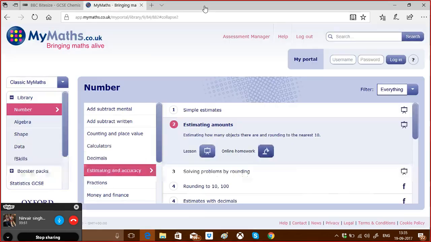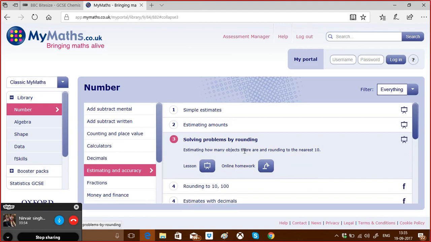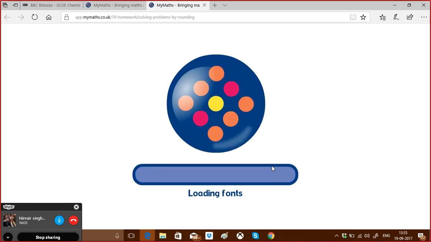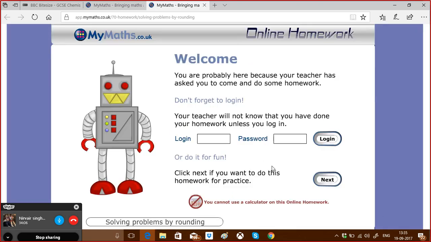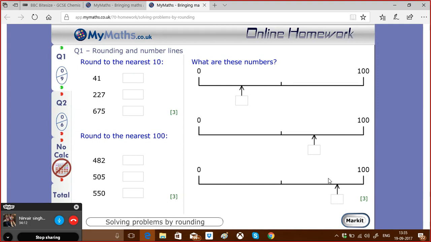Now let's try the other one. Solving problems by rounding off. Okay, some word problem questions you will see on your screen. Round to the nearest 10. What will be 40? Yes, next. 230. Next. 680. Great. Round to the nearest 100.